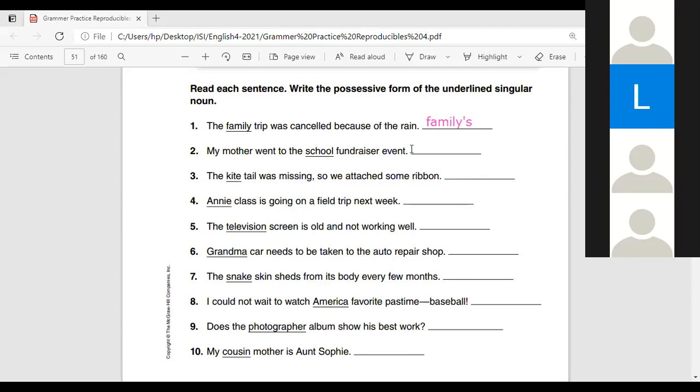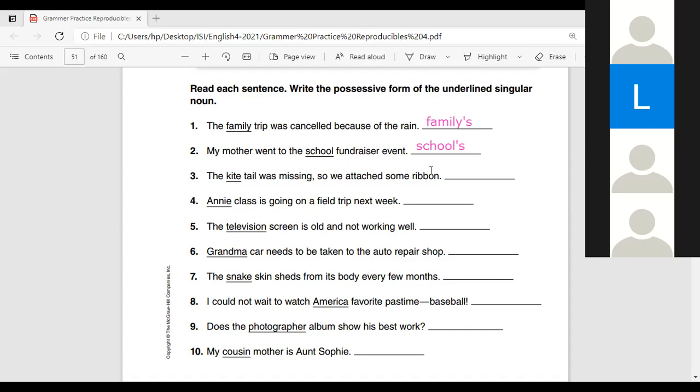School's. How do we write it? What do we add? School and apostrophe then S. Okay, apostrophe then S. Thank you. Talia, number 3.